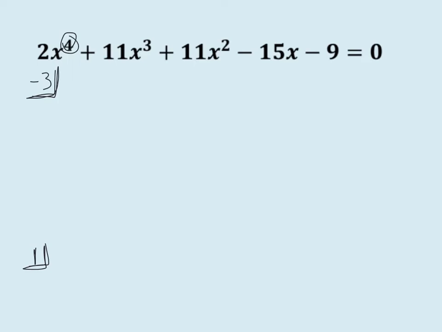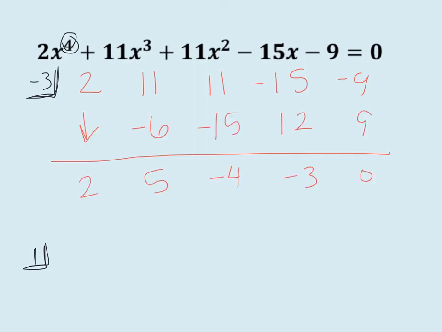So again, I'm going to have my 2, I'm going to have a positive 11, another positive 11, -15, and 9. So when I divide here, I'm going to pause the video. You should pause the video and try to do this yourself. This is what we get if you divided correctly. So then again, since I started with the fourth, this becomes the third, so it would be 2x cubed plus 5x squared minus 4x minus 3, remainder 0.